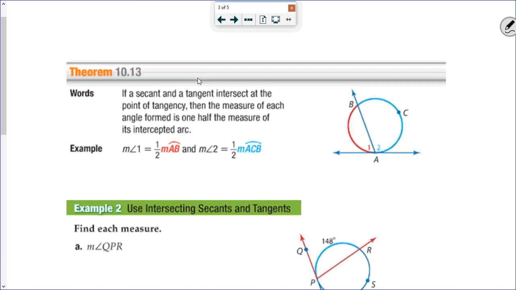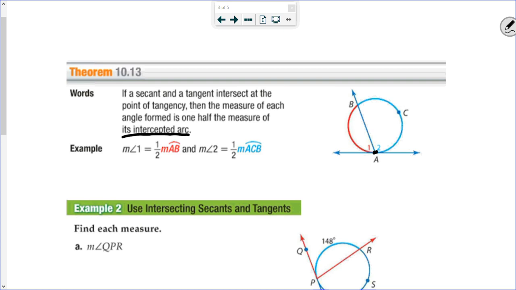Theorem 10.13: if a secant and tangent intersect at the point of tangency, remembering back to Friday's lesson, a tangent is a line that intersects a circle at one point. The point of tangency is where it intersects the circle. So if a secant and tangent intersect at the point of tangency, which is what's going on here, the measure of each angle formed is 1/2 the measure of its intercepted arc.